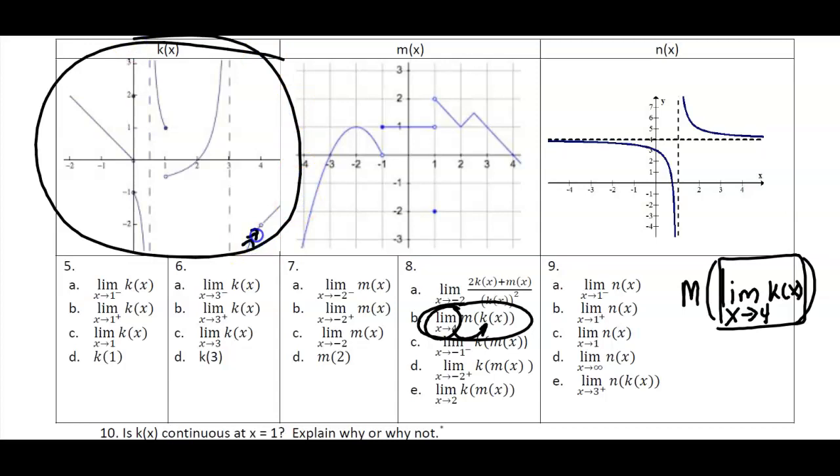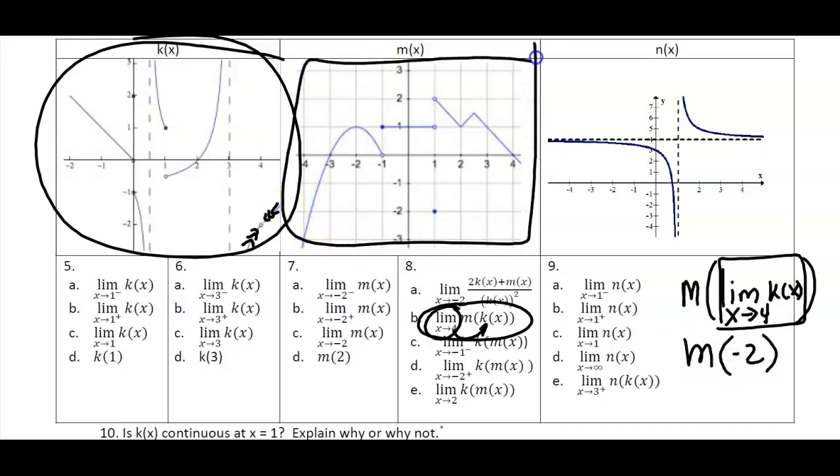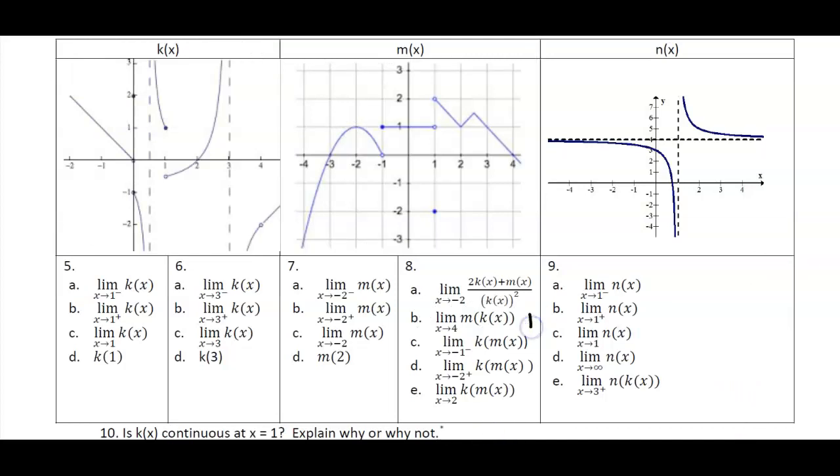From the left and from the right, we're meeting at the same point. It's an open dot, but that doesn't matter. We're still approaching the same spot on both sides. And that open dot has a y value of negative 2. So that means we're looking for a y value of negative 2. And so now I'm going to come over here to my m graph, and I'm going to find what is m's value at negative 2? Well, we already know that from earlier. It's 1. So the answer to part B would be 1.